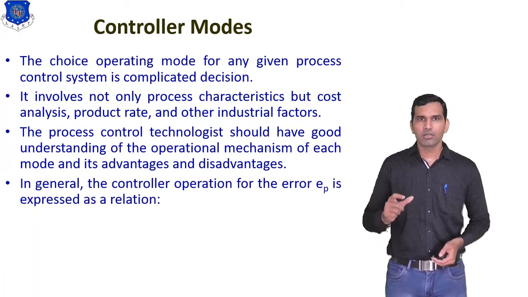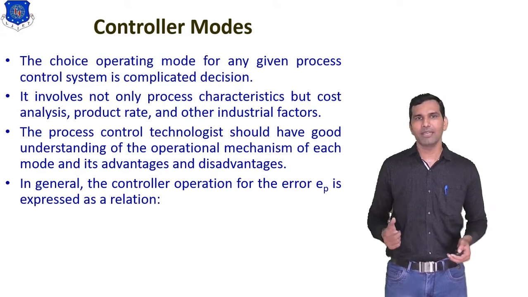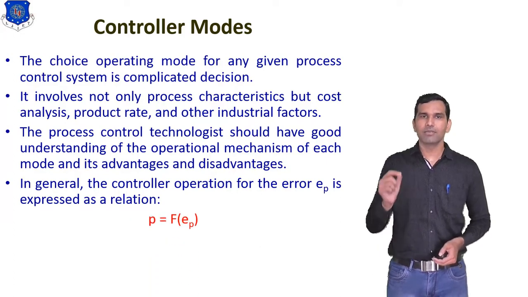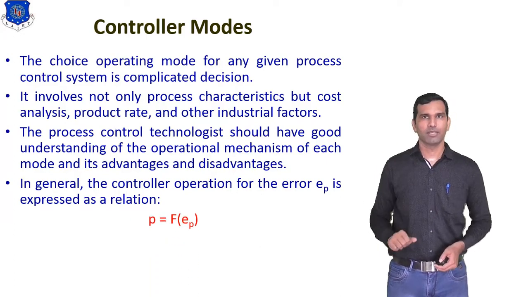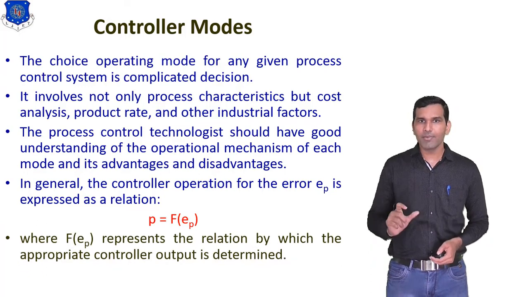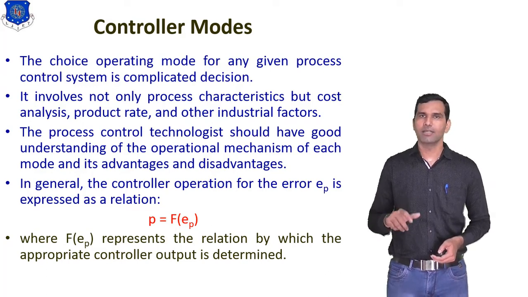In general, the controller operation for the error e_p is expressed as p = f(e_p). Here, f(e_p) represents the relation by which the appropriate controller output is determined.